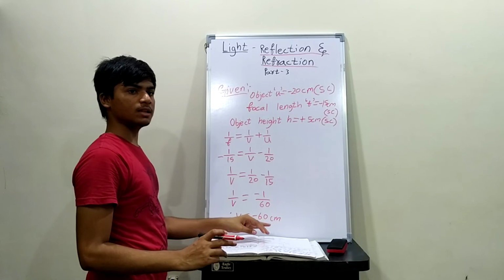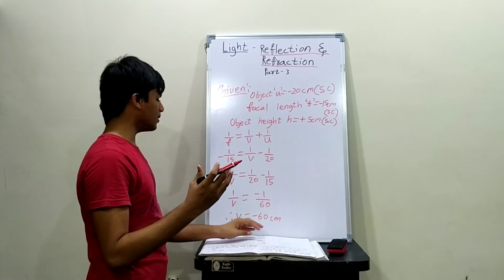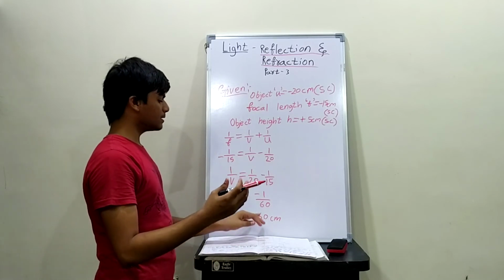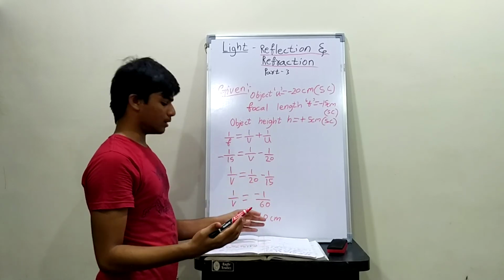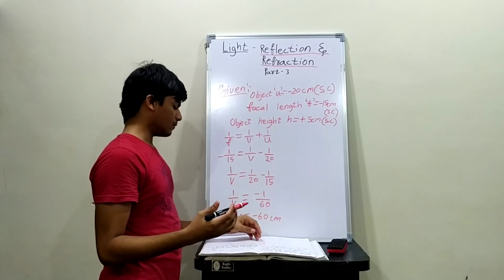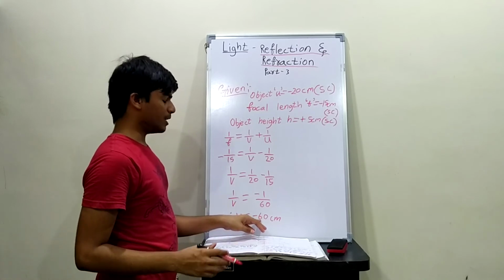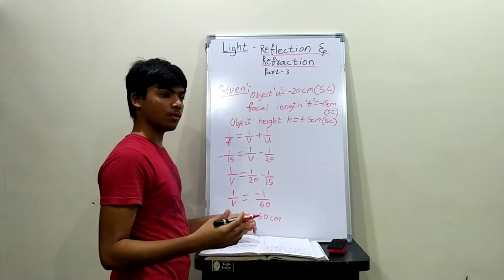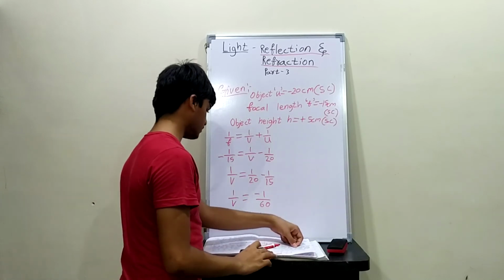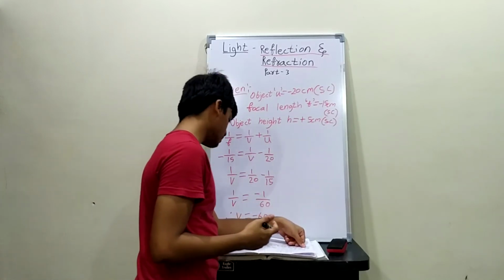So this tells us that to obtain a sharp image, we have to place the screen 60 centimeter away from the mirror. So we found the image distance, that is 60 centimeter. Now next let's see what they have asked other than this.